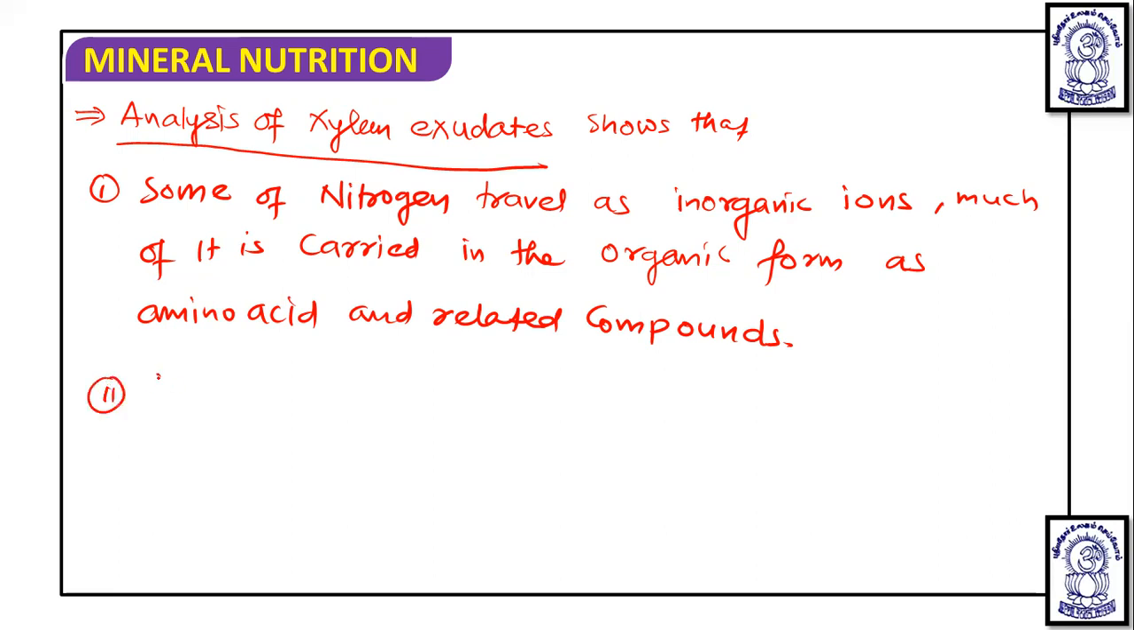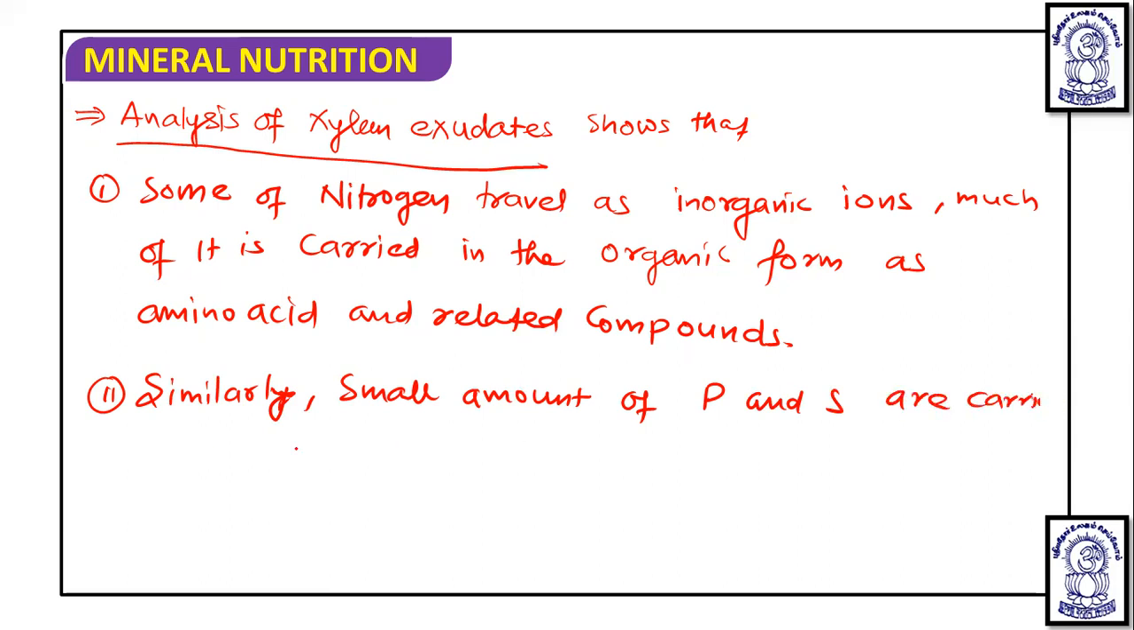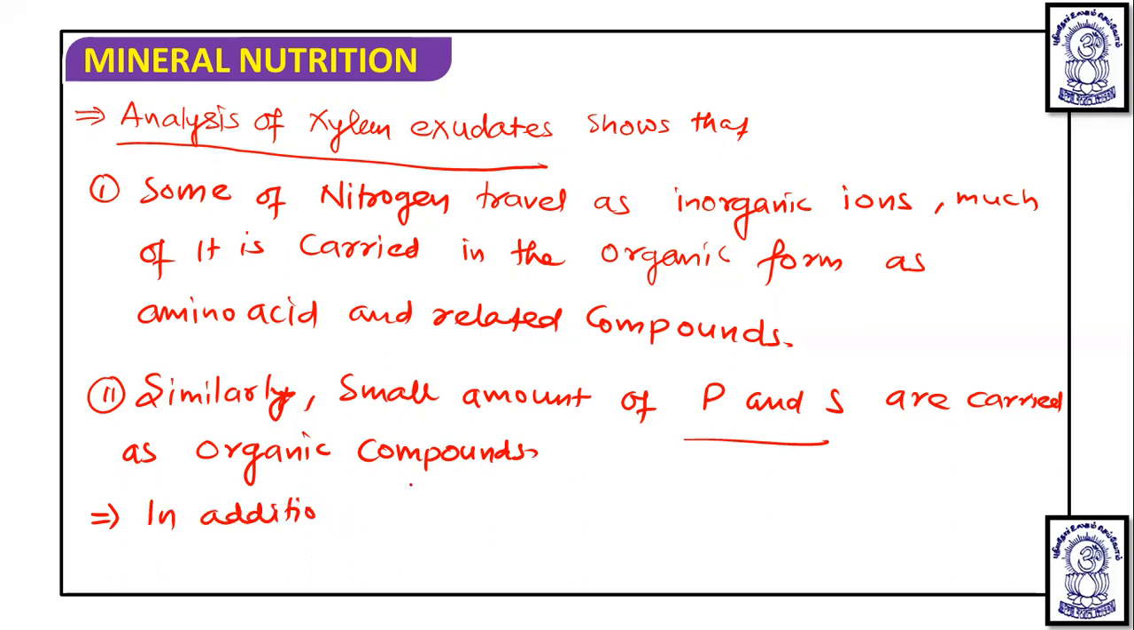But similarly, a small amount of phosphorus and sulfur is carried as organic compounds. So a small amount of phosphorus and sulfur is carried as organic, and the majority of transport of phosphorus and sulfur occurs as what? Inorganic compounds.